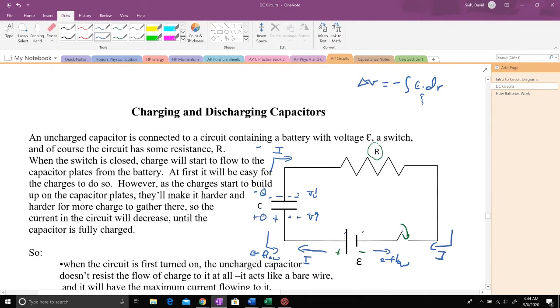And this plate will be plus Q. And so eventually there's so much positive here that I won't be able to pull electrons off it anymore. And so at that point, the current would stop, and the capacitor is fully charged.